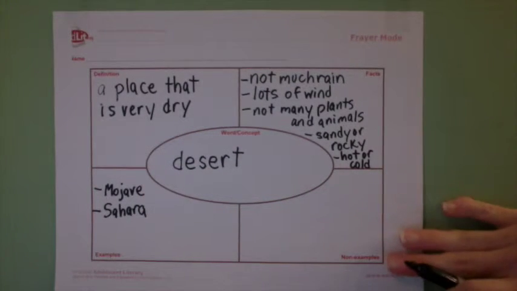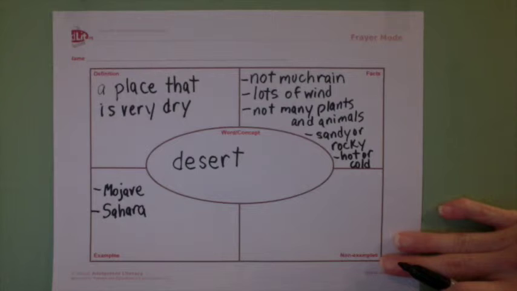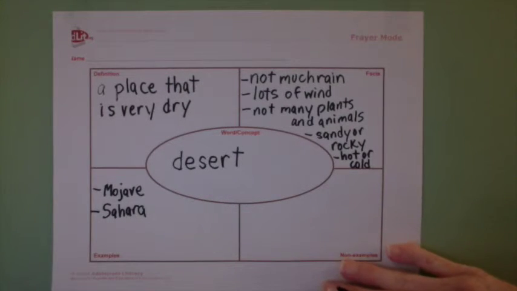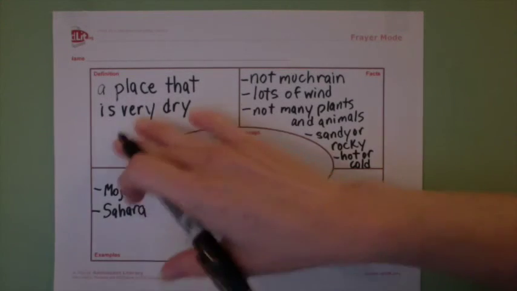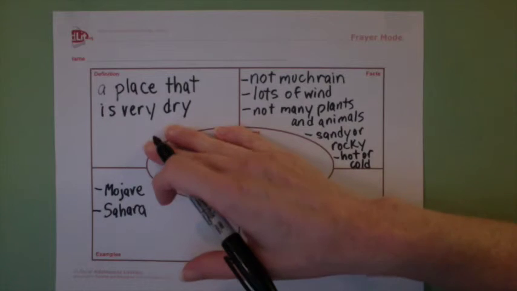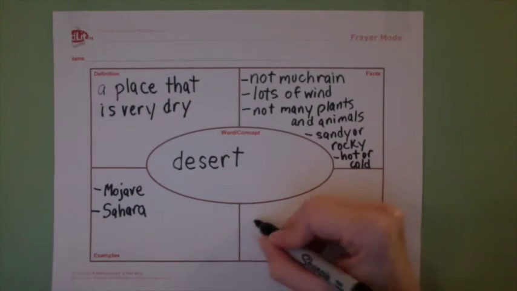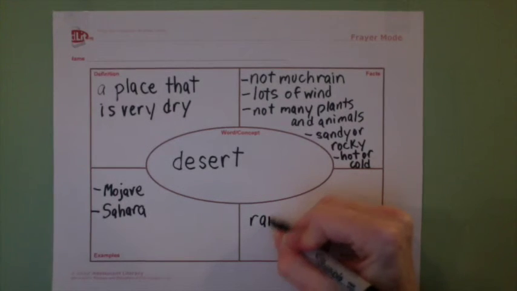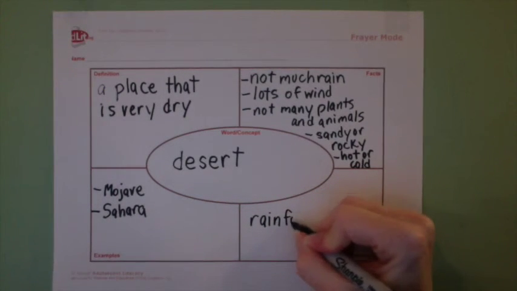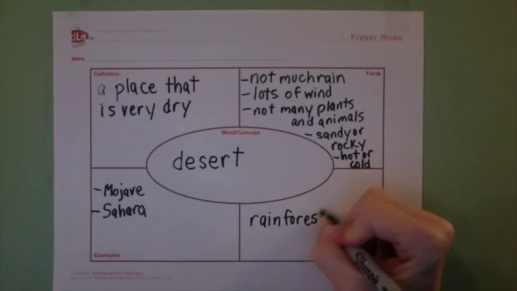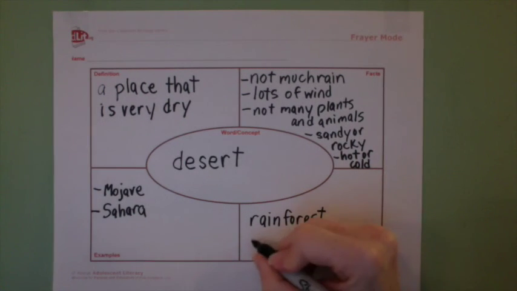And the last thing we're going to look at is our non-examples. Non means not. So we're going to look for and think of a place that is not very dry. So the opposite of a place that is very dry would be maybe something like a rainforest, or a swamp.